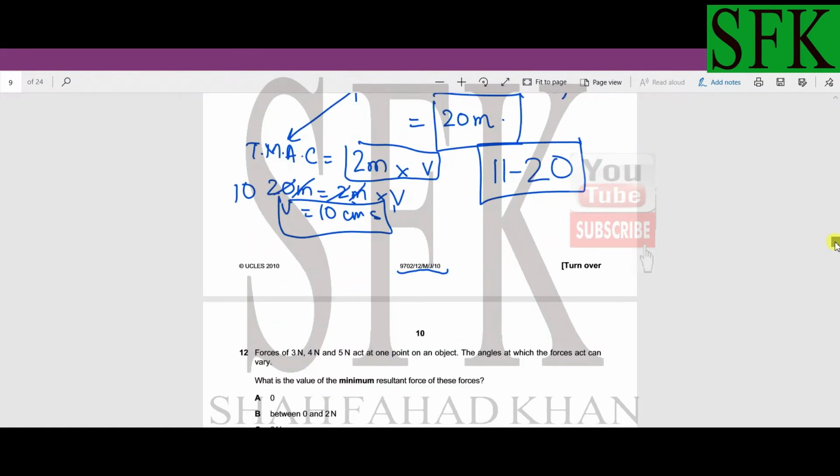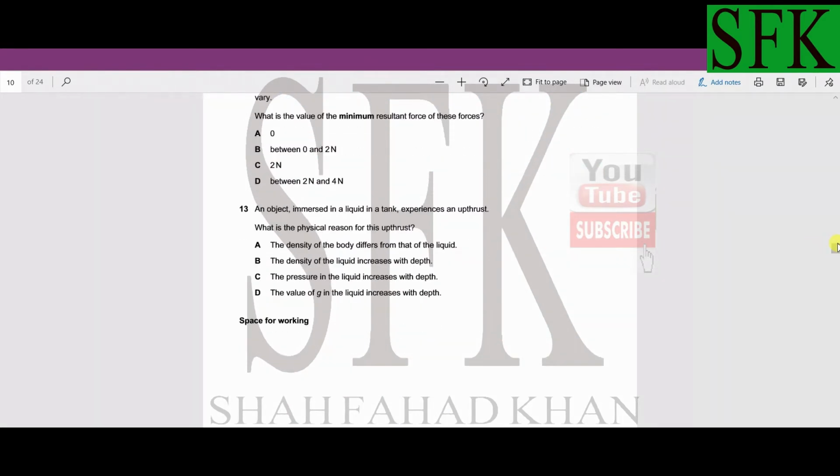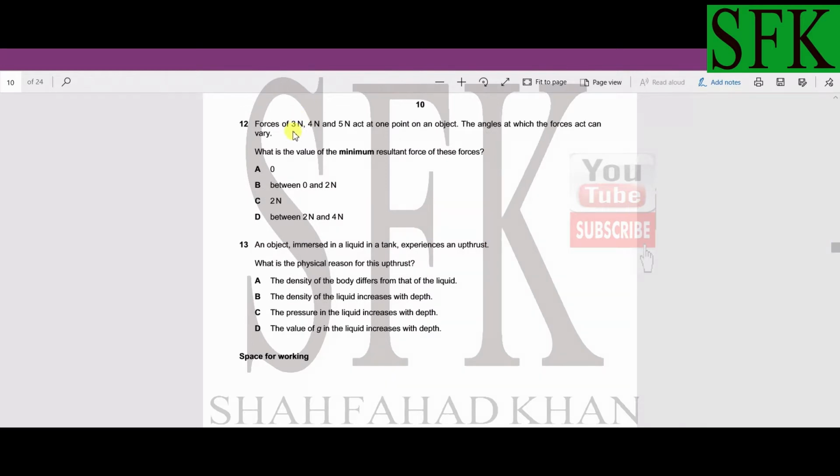Now let's move on to the next MCQ. Over here, forces of 3, 4 and 5 Newton act at one point on an object. The angles at which the forces act can vary. What is the minimum resultant force of these forces? So let's calculate this.